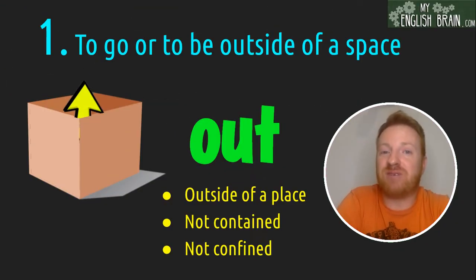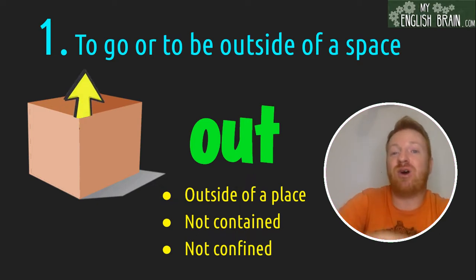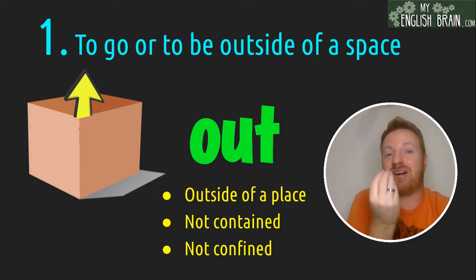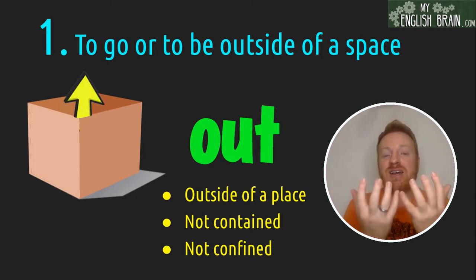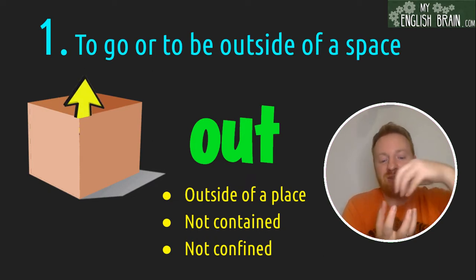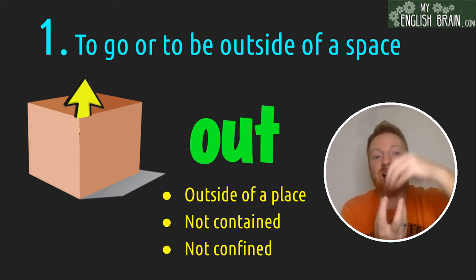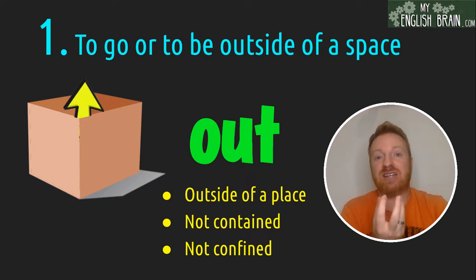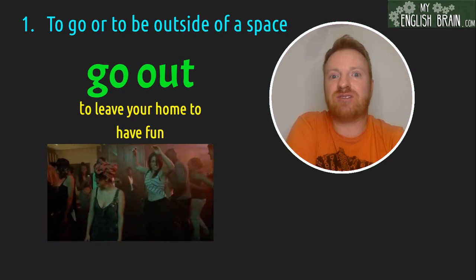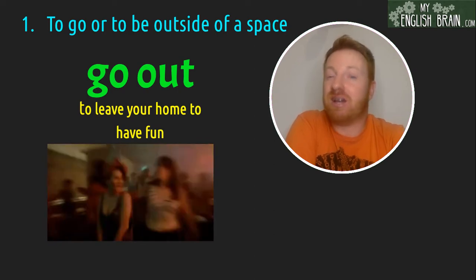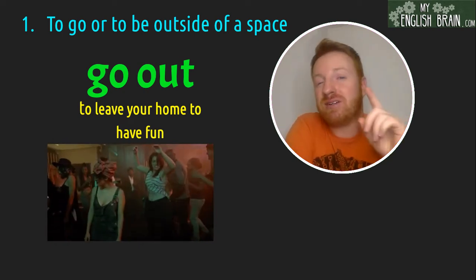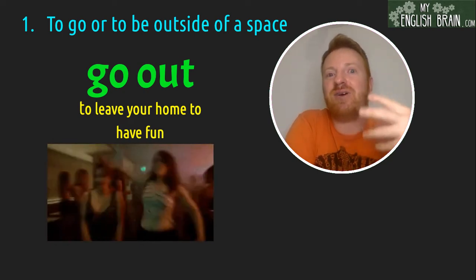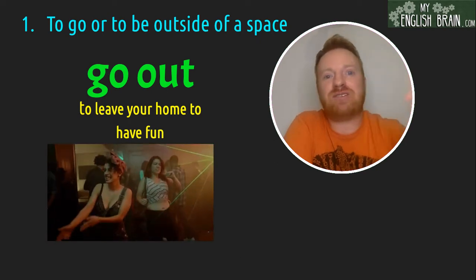Now, the first main reason we use out is to talk about going or to be outside of a confined space. When we use out, we really have to define that there is a container. There is something that is inside. And when we use out, we are really emphasizing the idea of going outside of that container. We can see this with the first phrasal verb, go out. Go out really emphasizes the idea that you are leaving your home, but specifically with the idea of going to have a good time outside of your home.